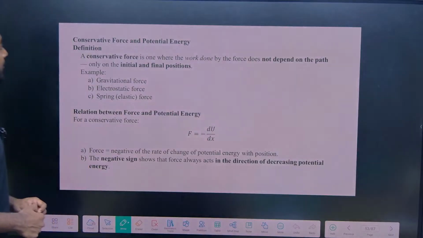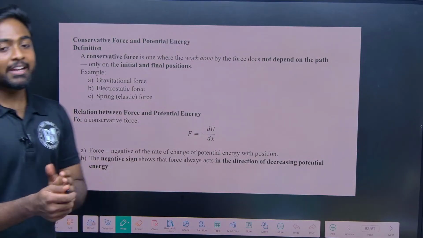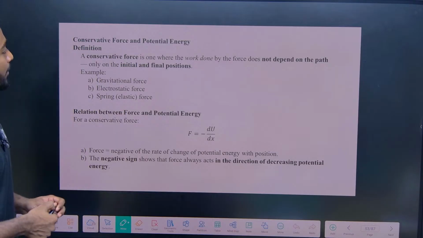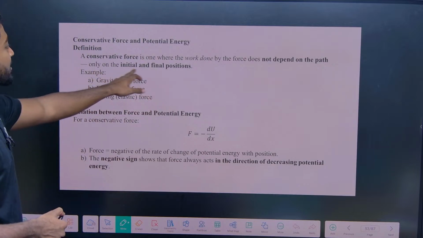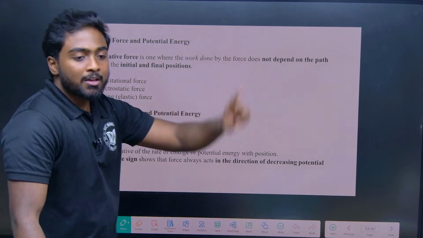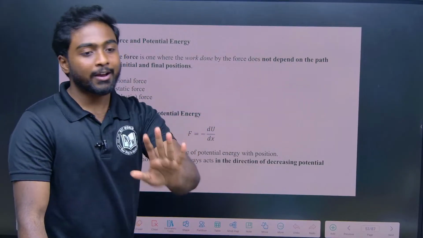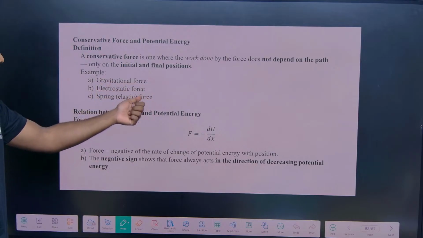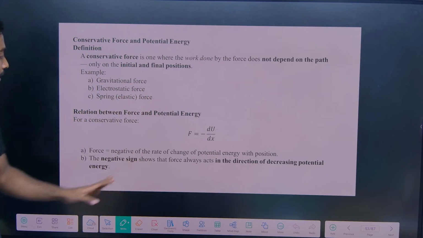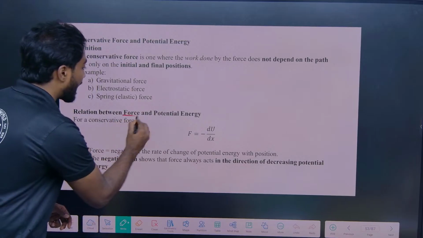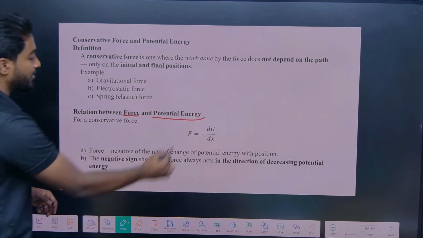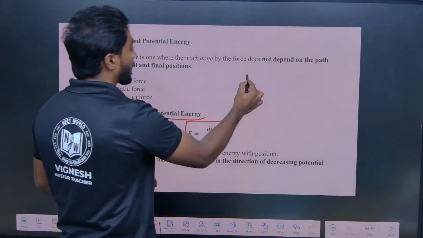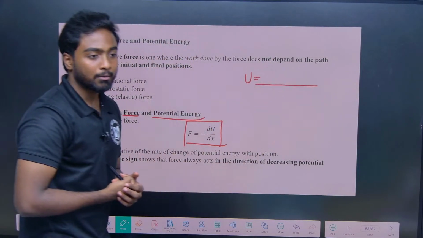First thing, conservative force and potential energy. What is the relation between force and potential energy? A conservative force is one where the work done by the force does not depend on the path, only on the initial and final position. This is what we have seen, no? Spring force, only initial and final position, right? Examples: gravitational force, electrostatic force, spring elastic force. The relation between force and potential energy is F equals minus du by dx. If an equation is given for the potential, u equals some equation.